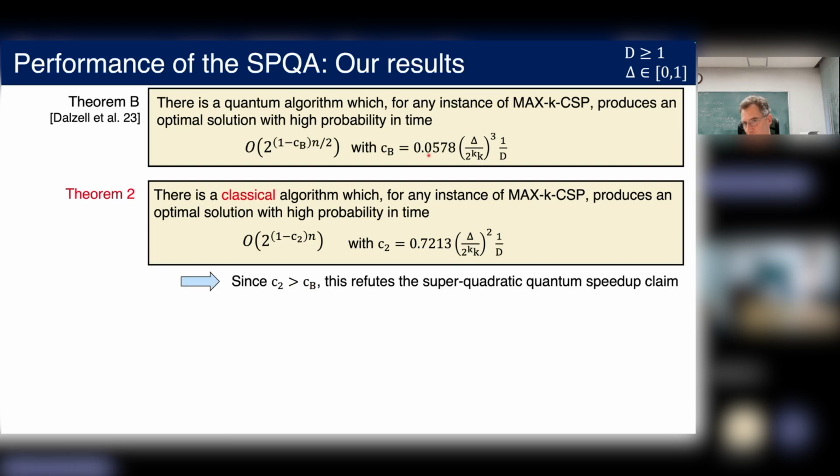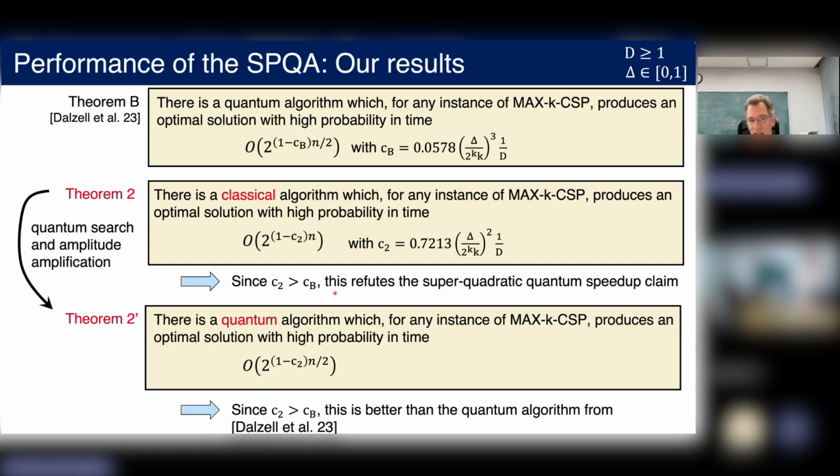And the point is that C2 is always larger than CB. Why? Because if you look at the constant, you have a greater constant here. And the difference is a power 2 instead of power 3. But this delta is smaller than 1, and k is larger than 2 or 3, I mean, it's a constant. So this thing will be smaller than 1, so the power 2 will be much better than the power 3. So C2 will always be larger than CB. So this shows that you don't have a super-quadratic quantum speedup here.